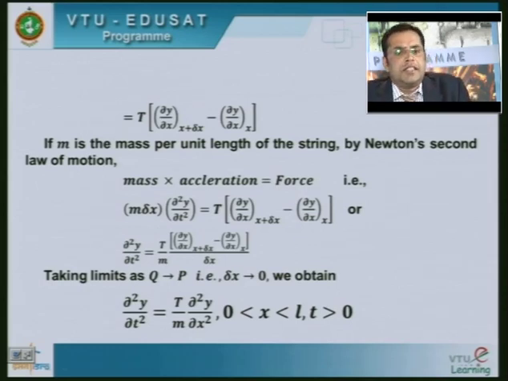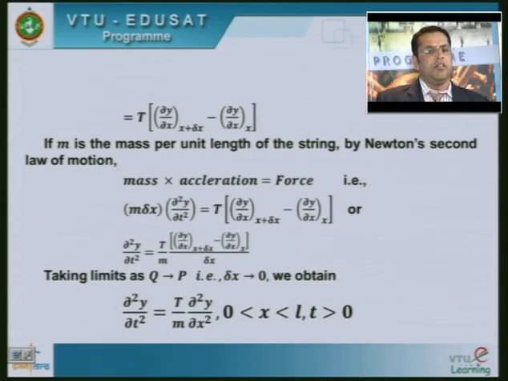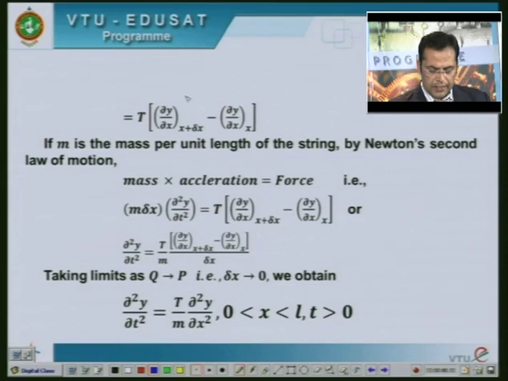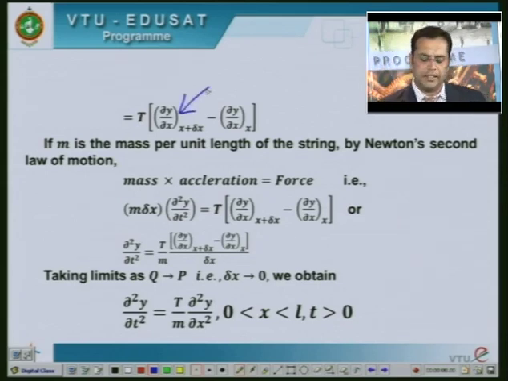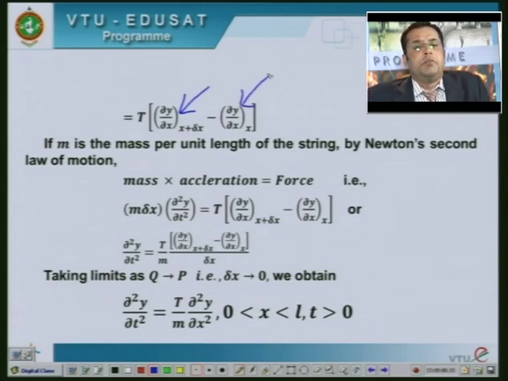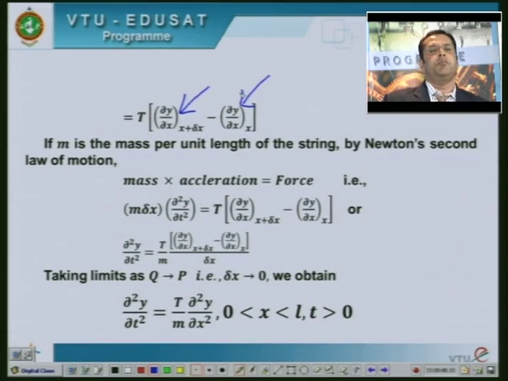tan of psi plus delta psi can be approximated to the partial derivative dou y by dou x at x plus delta x. You can see that here, friends, delta y by delta x at x plus delta x minus delta y by delta x at the point x. That is to say, this derivative, which is the slope, is approximated at Q minus the derivative approximated at the point P.